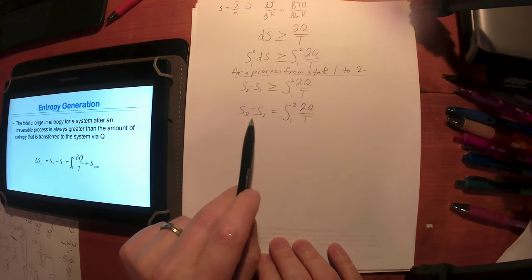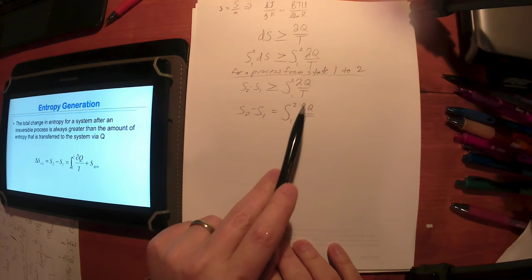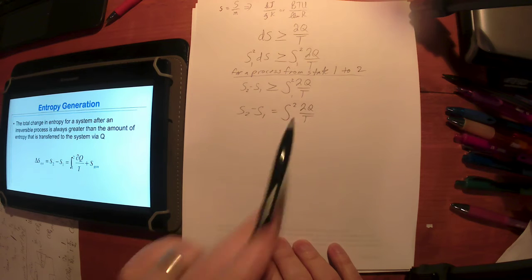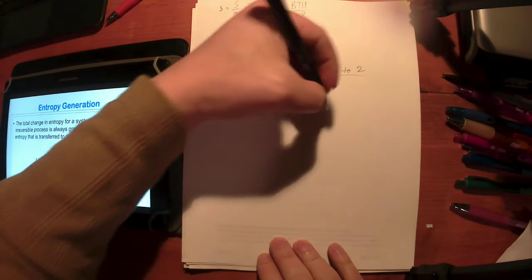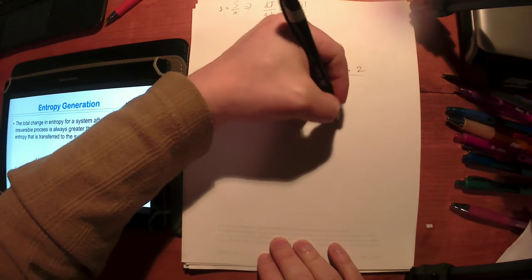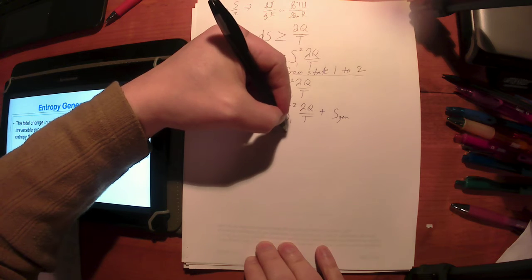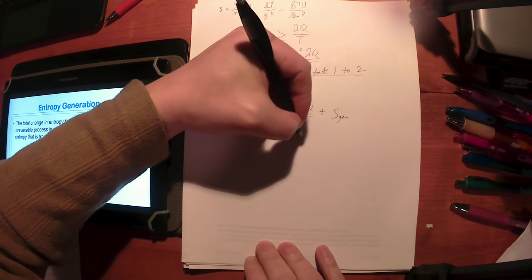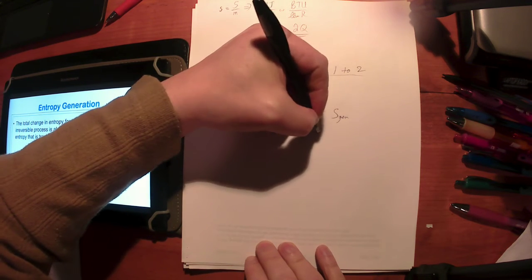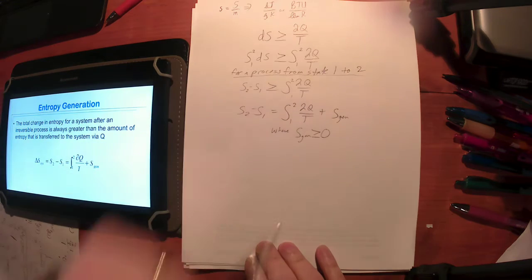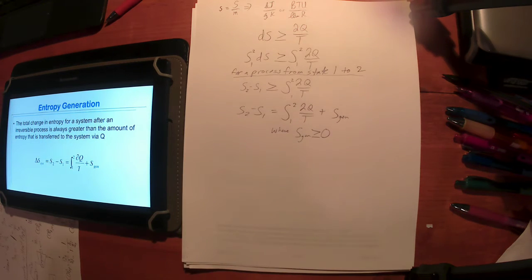So we say the change in entropy is equal to this total amount of heat per unit temperature from state 1 to 2, plus the amount of entropy generated, where the amount of entropy generated is always positive, or at least 0.